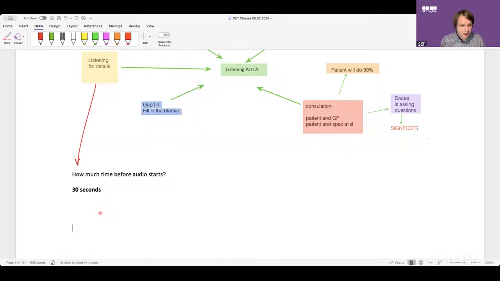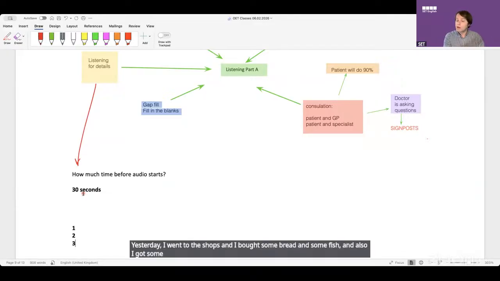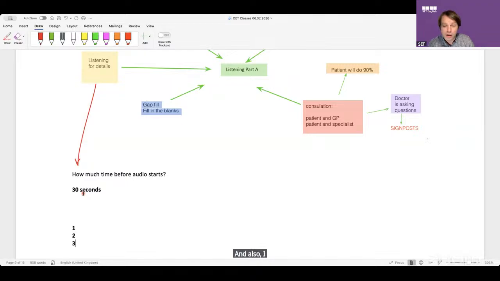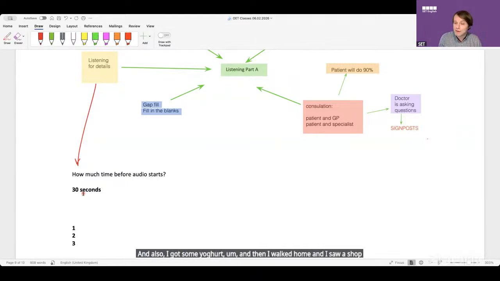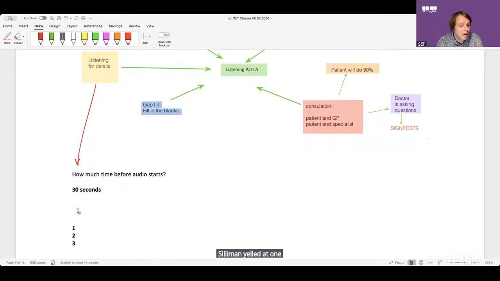Yeah. So, if I tell you guys, okay, everyone, listen for details. Ready? There's 3 things. 1, 2, 3. Listen now. Yesterday I went to the shops and I bought some bread and some fish, and also I got some minced pork, and also I got some yogurt, and then I walked home and I saw a shop that was selling TVs. Suleiman, Yalda, what are the 3 important things that I just said?